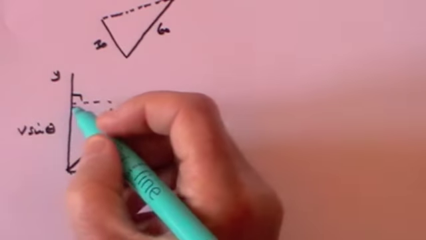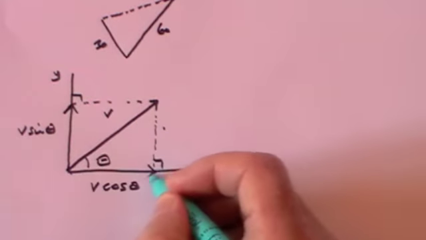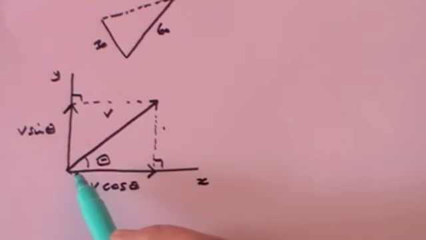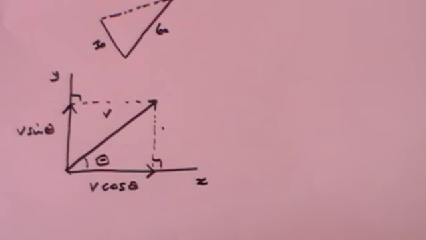So now you've got the two component parts of vector v. In the x direction, v cosine theta. In the y direction, v sine theta. And the important thing is, when you're manipulating vectors, that these two can be treated entirely independently.